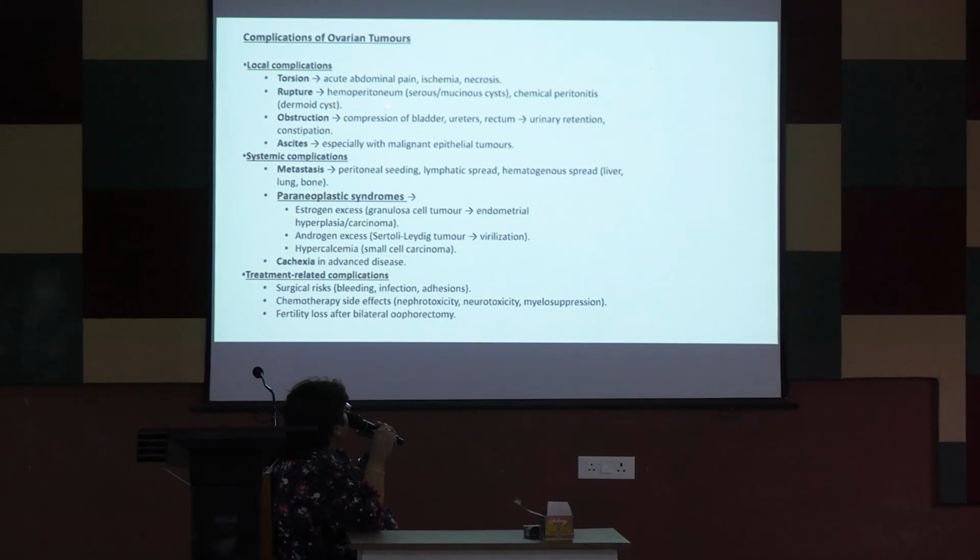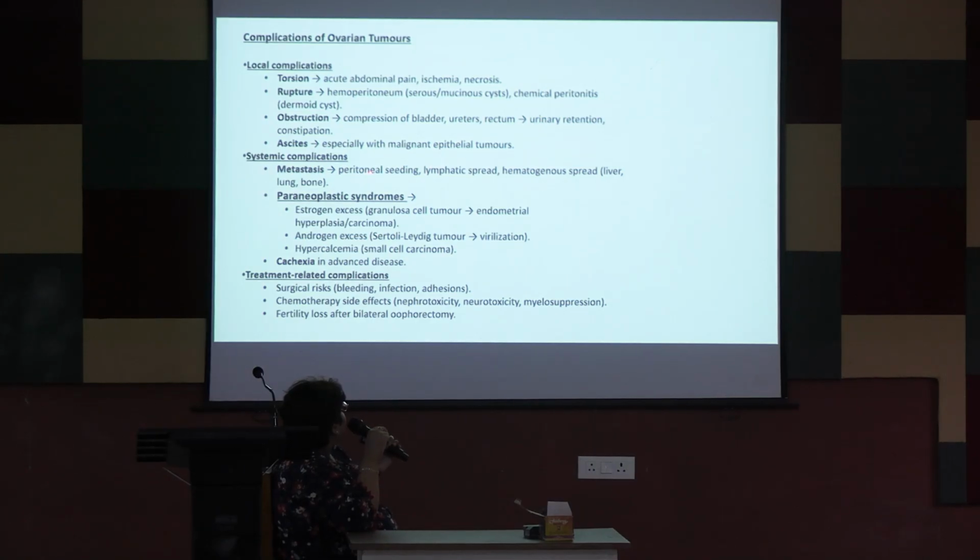Rupture may cause hemoperitoneum with serous or mucinous cyst. Chemical peritonitis occurs with dermoid cyst, when the keratin spills into the peritoneum. Rupture of mucinous cystadenomas can give you pseudomyxoma peritonei. There may be obstruction of the bladder, ureter and rectum. There may be urinary retention, constipation, and ascites. Ascites is especially common with malignant epithelial tumors.